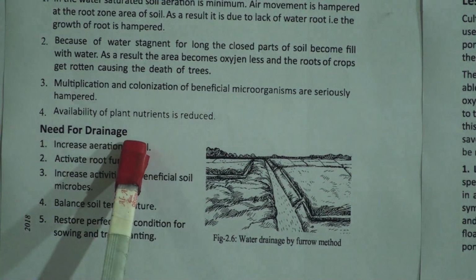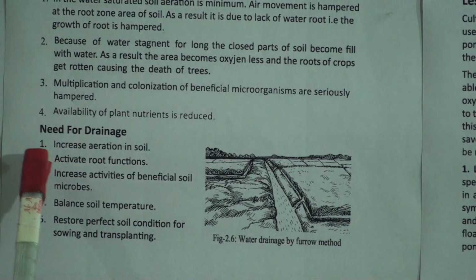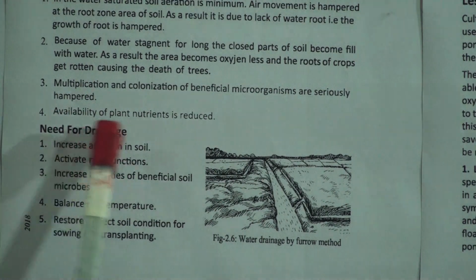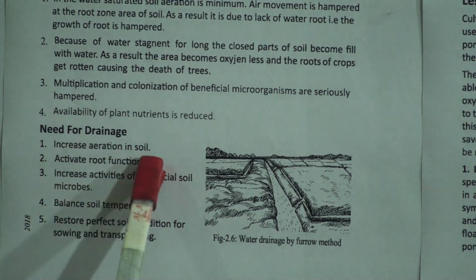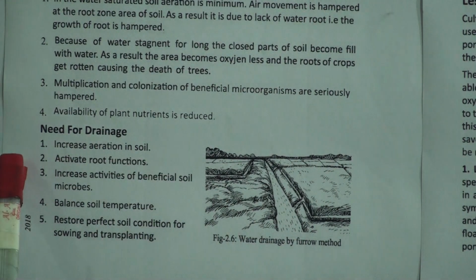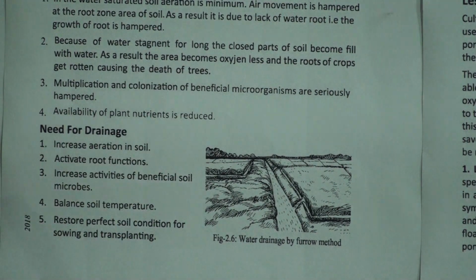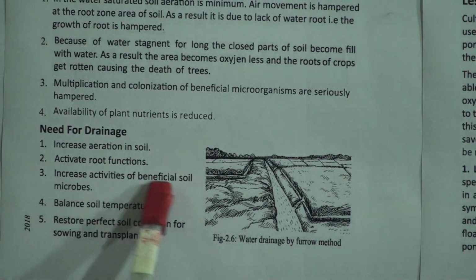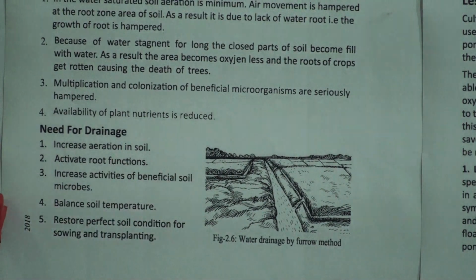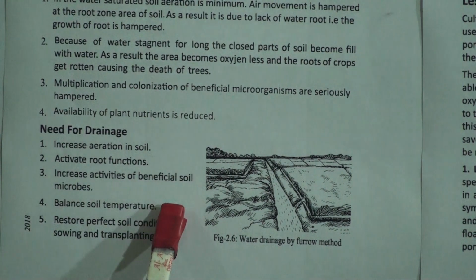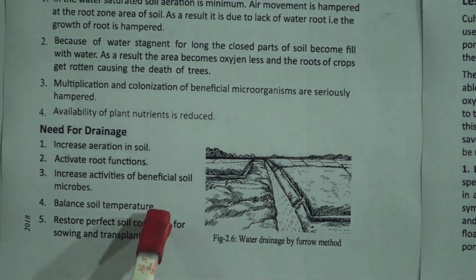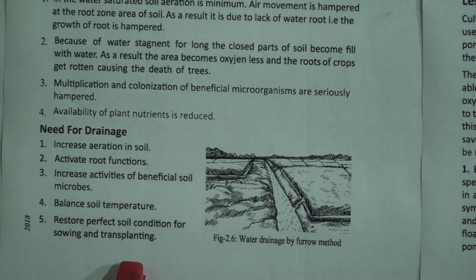Now, need for drainage. That means why do we need a drainage system? Number 1. Increase aeration in soil. Number 2. Activate root functions. Number 3. Increase activities of beneficial soil microbes. Number 4. Balance soil temperature. Number 5. Restore perfect soil condition for sowing and transplanting.